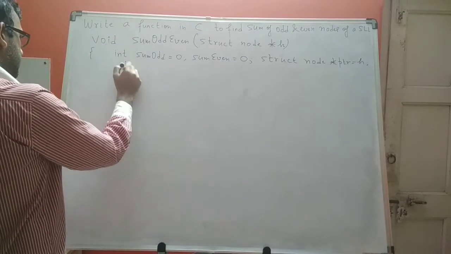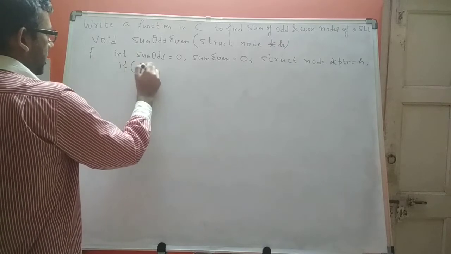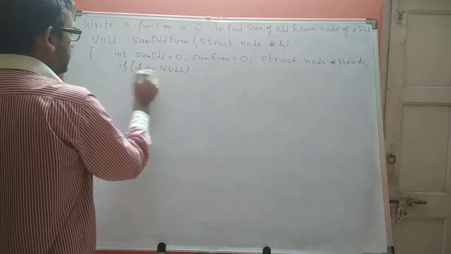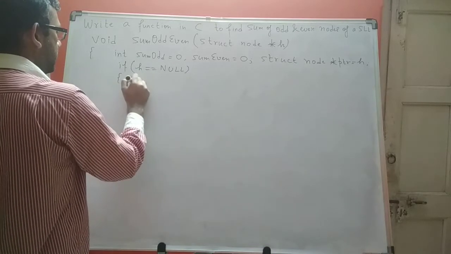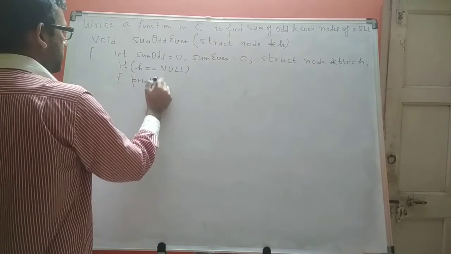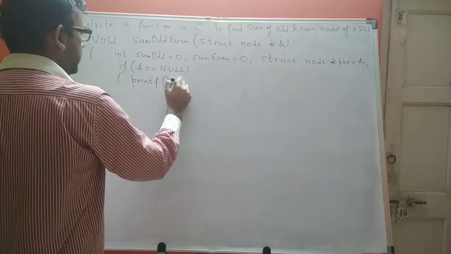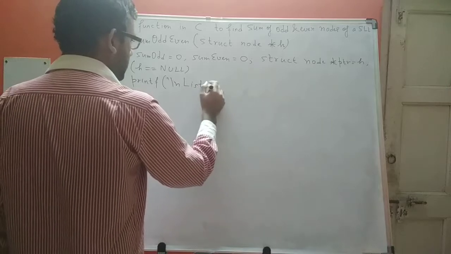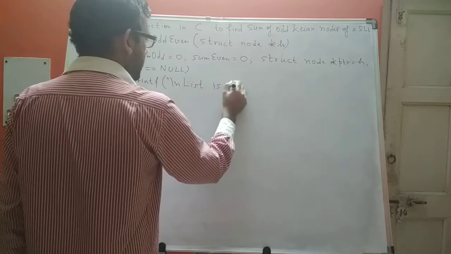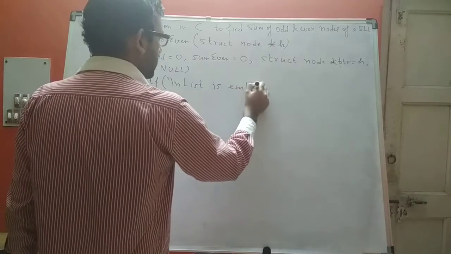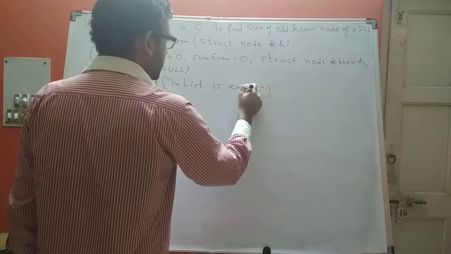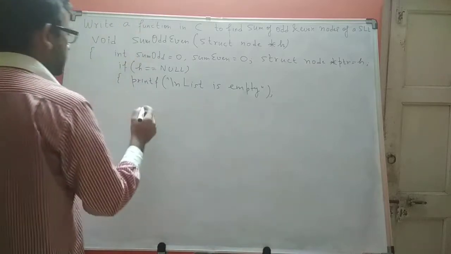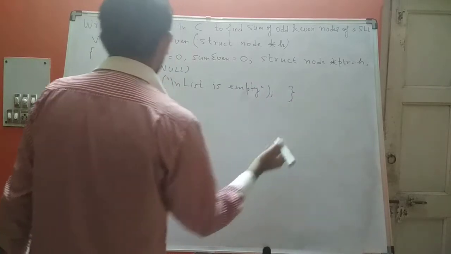Now the first thing that I need to check is whether my list is empty or not. If my list happens to be empty, then there is no question of finding the sum of odd nodes and even nodes. So I need to inform the user that the list passed to this function is empty. I'll simply print out a message called list is empty. This will enable the user to understand that the list is currently empty, and as a result, there is no sum to display.